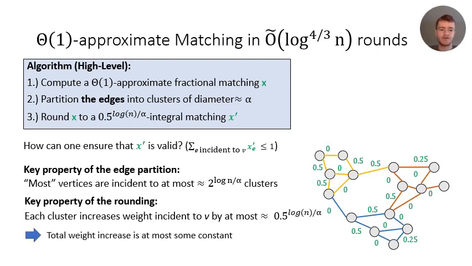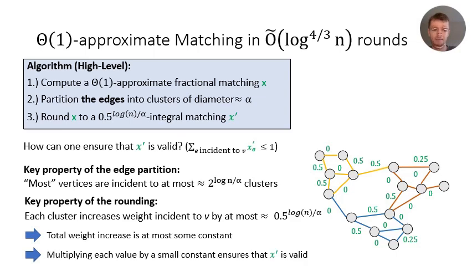So why is this useful? Well, because the 2 properties ensure that the total weight incident to each vertex increases by at most some constant. Why? Because there are 2 to the log n over alpha clusters, and each is responsible for an increase by at most 0.5 to the log n over alpha. Therefore, if you multiply each value after the rounding by a small constant, let's say 1 over 5, we ensure that x prime is indeed a valid matching, and the matching size is still roughly the same.